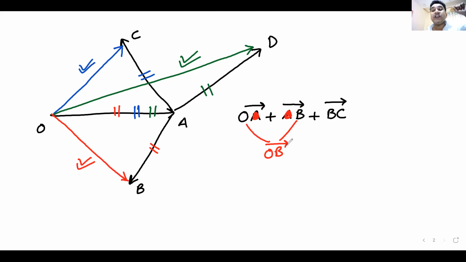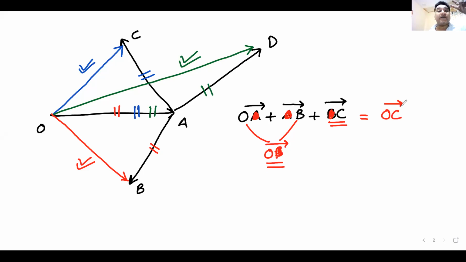So I have added it using which law? I have added OA vector plus AB vector with triangular law. Yes, Niharika. So I got OB. Now what would I do? Now I would add OB vector with BC vector. And again, which law will I use to add OB vector with BC vector? Again, I will use triangular law. This B and this B will go away. And I have OC vector.